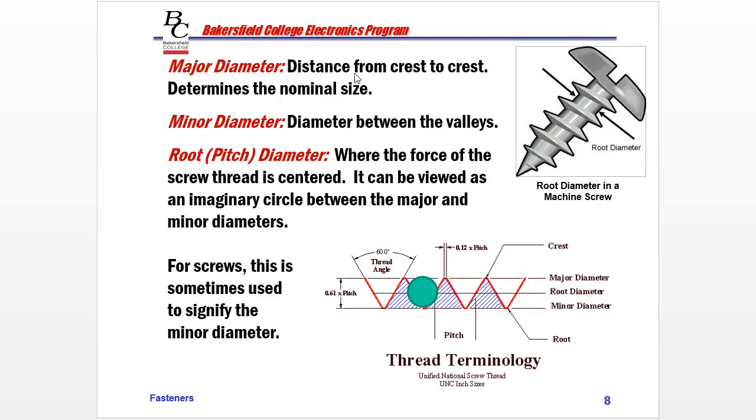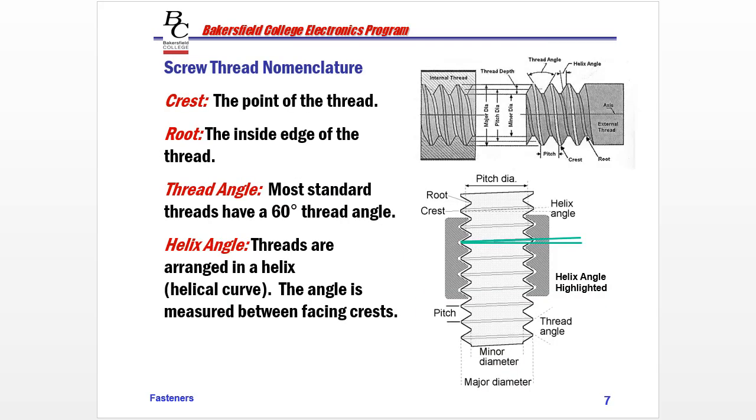Next we have the major diameter. This is a distance from one crest to the other side of the crest. This determines the nominal size. What hole will this screw or bolt go in? I went back a slide because you can see we have the major diameter across the threads from crest on one side to crest on the other side. So if this was considered to be a 1/2 inch bolt, the major diameter would be a 1/2 inch, and this bolt, the threads would go through a 1/2 inch hole.